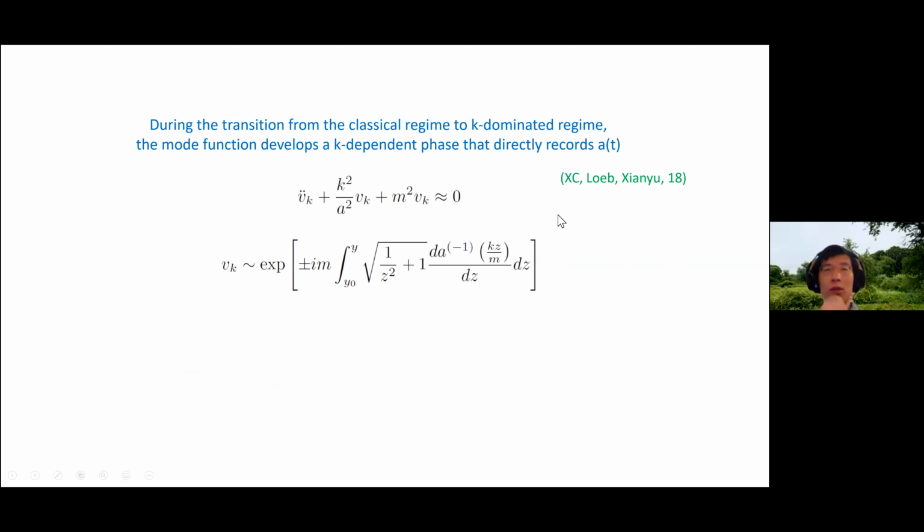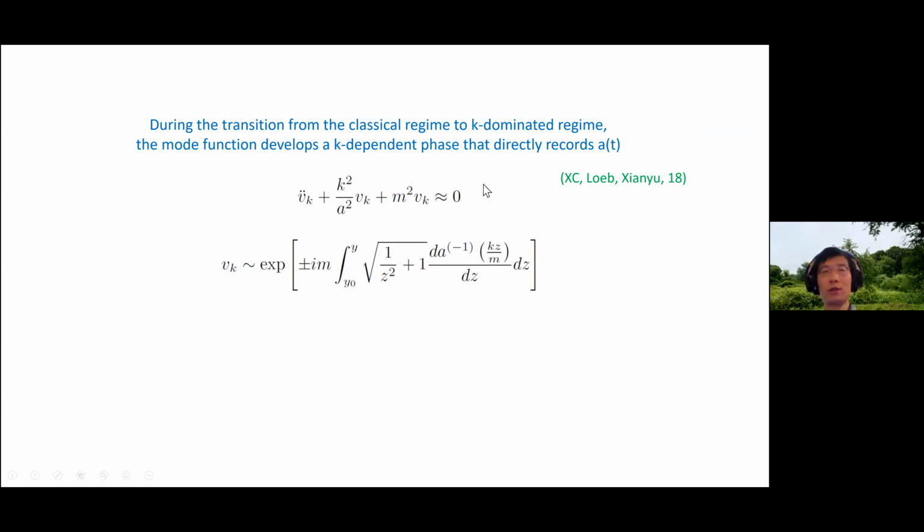So it turns out that something interesting happens. That's a generation mechanism for clock signal, mechanism 2. If you just look at the massive field without looking at its coupling to the background oscillations or quantum oscillations of the massive field, there's also a place where the scale factor evolution gets encoded. That just happens in the phase.